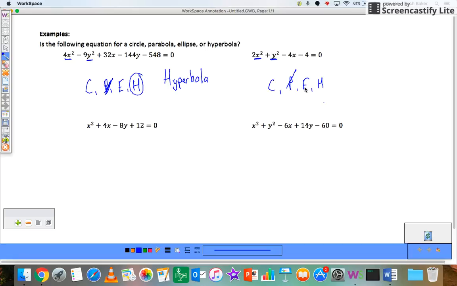Moving on to question two. Are they both positive, or is one positive and one negative? Well, I've got a positive 2 and a positive y squared. Since they're both positive, it's not going to be a hyperbola. So now I'm down to a circle or an ellipse. Question three asks, are the coefficients of x squared and y squared equal or not equal? Well, I have 2, and then this would be a 1. So they are not equal, which means that our figure here is an ellipse.